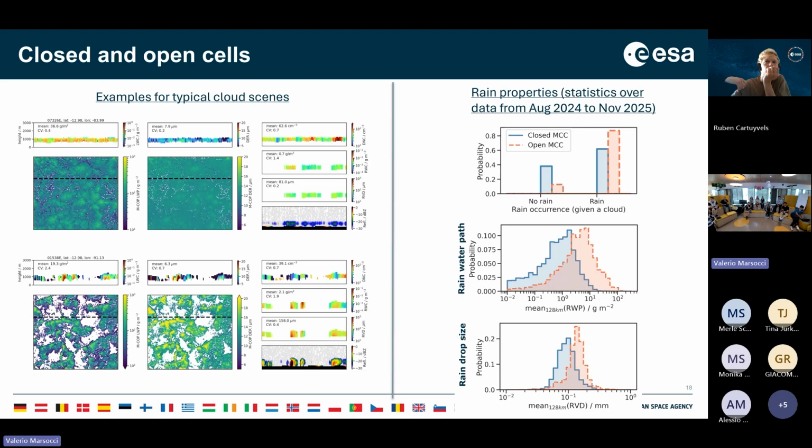But overall, to summarize these statistics, we see that open and closed cells show quite some significant differences in their microphysical properties. So we have lower droplet number concentrations and higher rain rates in open cells. So this might already give us a hint that microphysics is important for the transition from one cloud type to the other, because as we can maybe also see here in these examples, in the vertical, on average, it stays quite similar. So open cells don't have much higher cloud top heights.